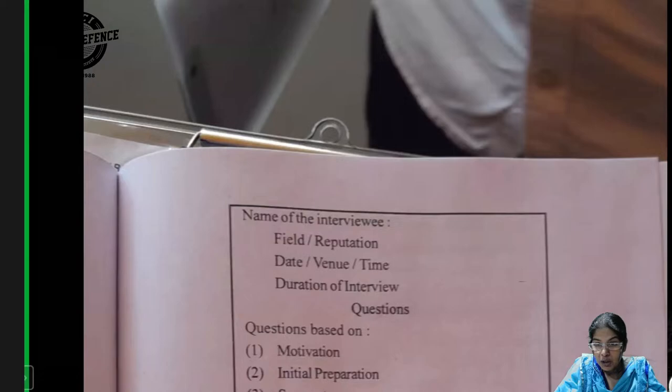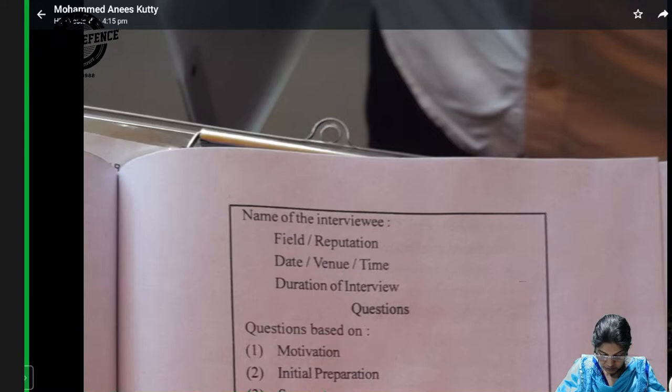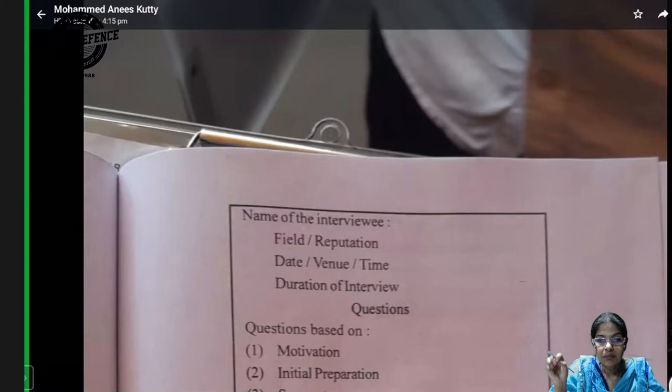If you're writing about an actor who has other achievements, like a Filmfare or IIFA award, whatever, you can write that also. That will be the reputation. Then comes the date. When did you conduct this? The date with the year and month.